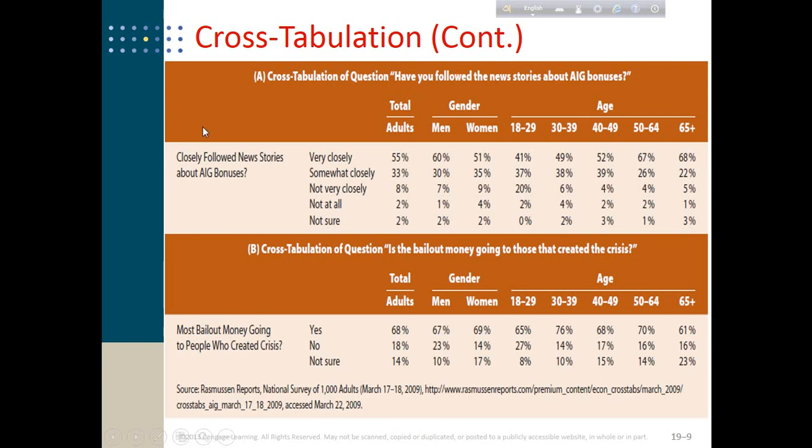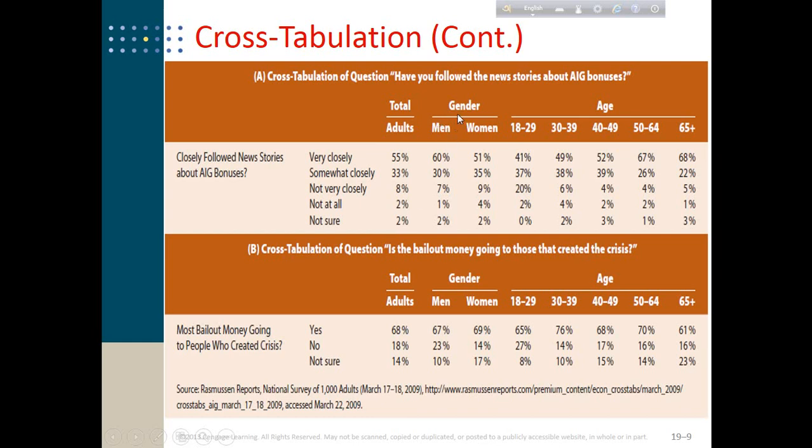So look at this example. Cross-tabulation question: have you followed the news stories about AIG bonuses? So you are asking your respondent whether they are following a particular news. The answers are very closely, somewhat closely, not very closely, not at all, and not sure. Now 55% answered that they followed it very closely, 33% said they followed it somewhat closely, 8% not very closely, 2% not at all, and 2% not sure. So up to this is tabulation.